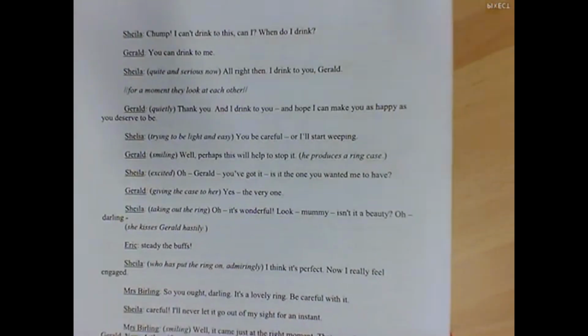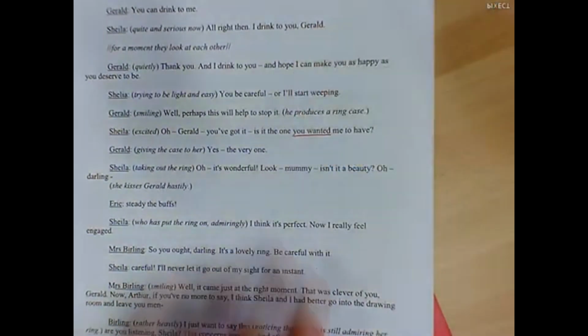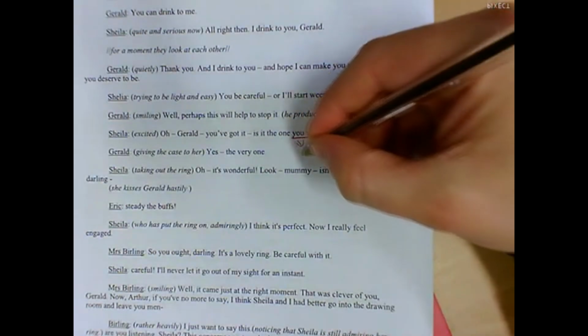At this point, Gerald reveals the wedding ring that he has purchased for his wife-to-be, Sheila. He brings out the ring case, and she says, "Is it the one you wanted me to have?"